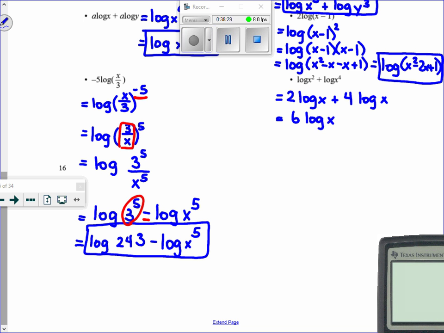Just like 2a plus 4a is 6a, right? And 6 log x is the same thing as log x to the 6th, the exact same thing, right? And this is how I would leave it.